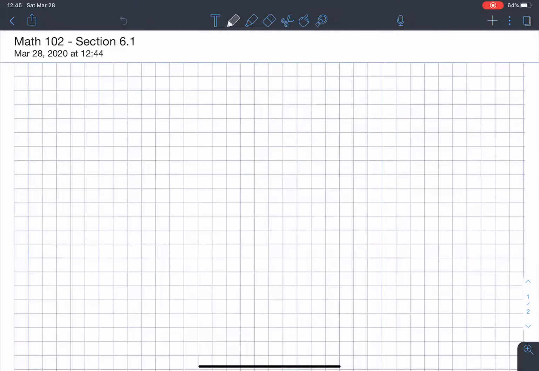Okay, so welcome to section 6.1, which is one-to-one and inverse functions.